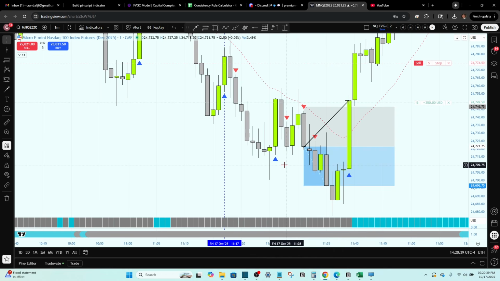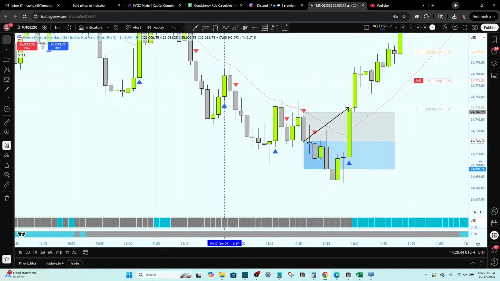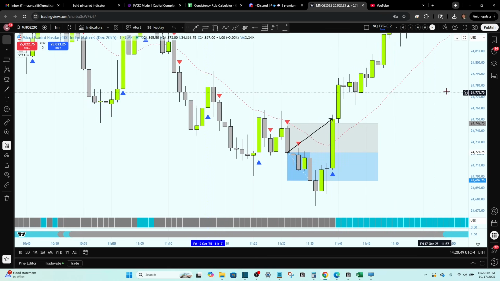Very high win rate, but I've only been doing maybe one trade a day using this method. Sometimes two. It just depends. If I'm really busy, then I'll just do one trade.